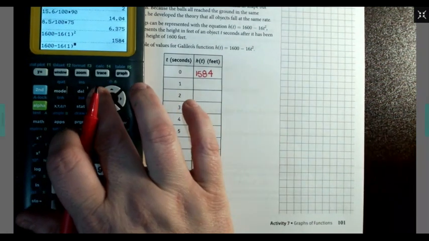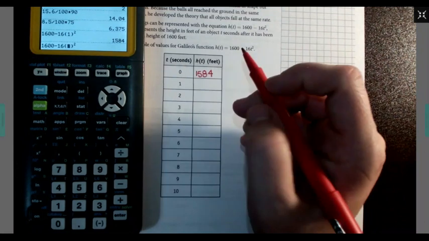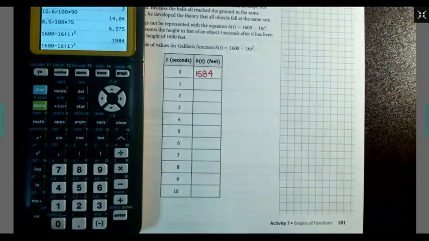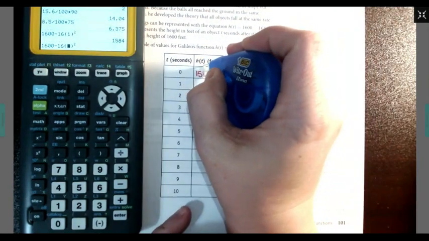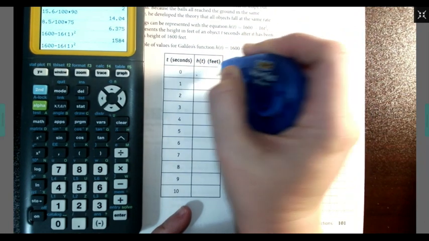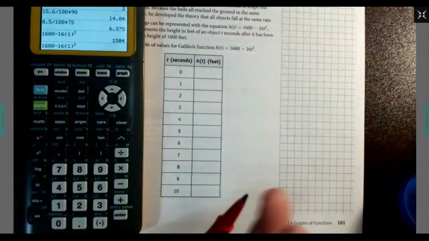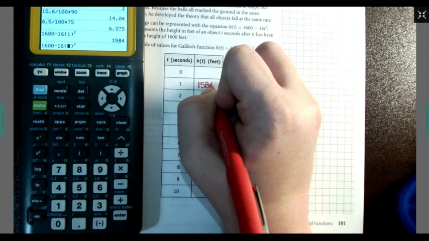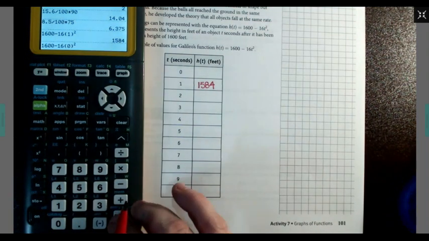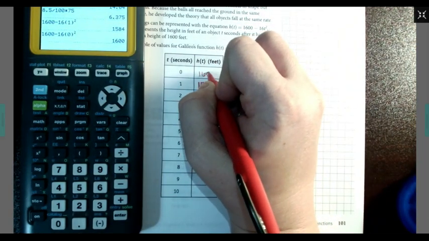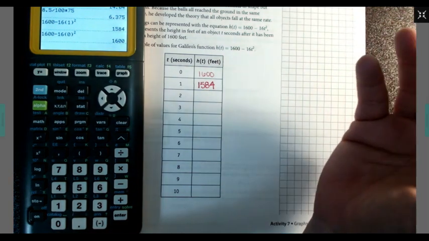Sorry, look at what I did. I plugged in 1, but I wrote it here. So I need to actually remove this. This 1,584 should go down a line. 1,584 should be here. Okay, let's see what it was. Oh, at 0 it was 1,600. 0 means I haven't dropped the ball yet.